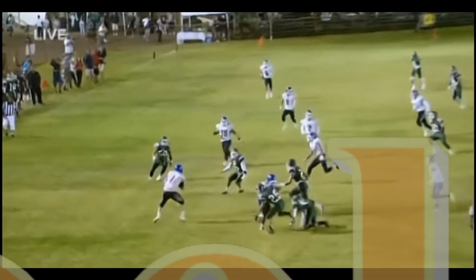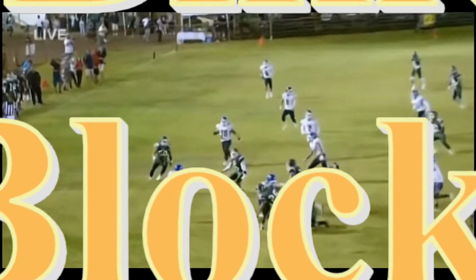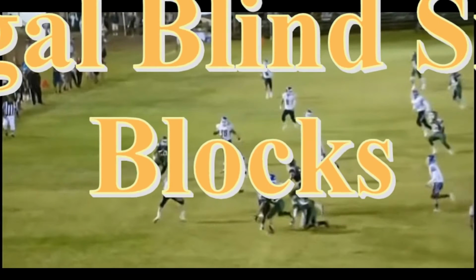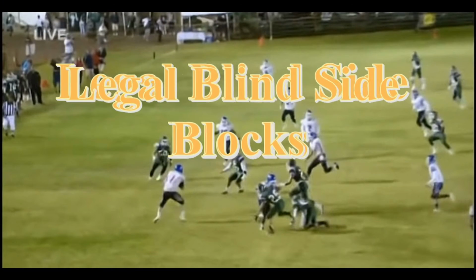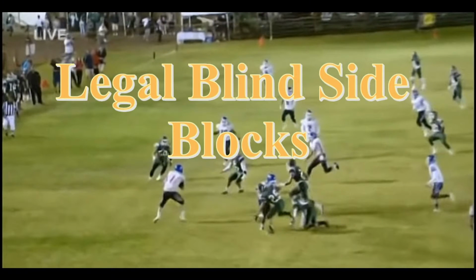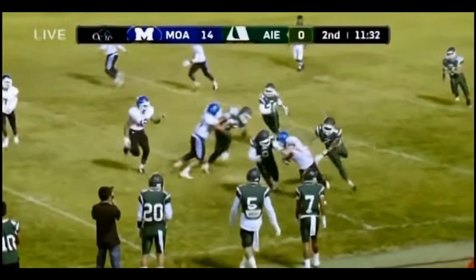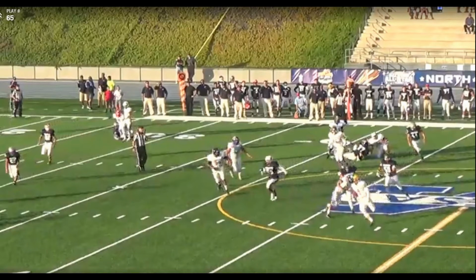So we've seen several examples of personal fouls for excessive contact on blindside blocks. Let's talk about a legal blindside block. Generally, a legal blindside block would involve a deflective block with the hands not above the shoulders, or a screening block, again below the shoulders, which isn't initiated with the blocker's helmet or an upward thrust of the shoulder.